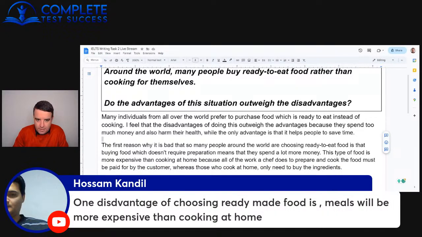One advantage of cooking ready-made food is meals will be more expensive than cooking at home. Good. You need to be careful with your punctuation, so no space before the comma. You need a full stop at the end. One advantage of choosing ready-made food is, well, you need no comma actually. The meals will be more expensive than cooking at home.